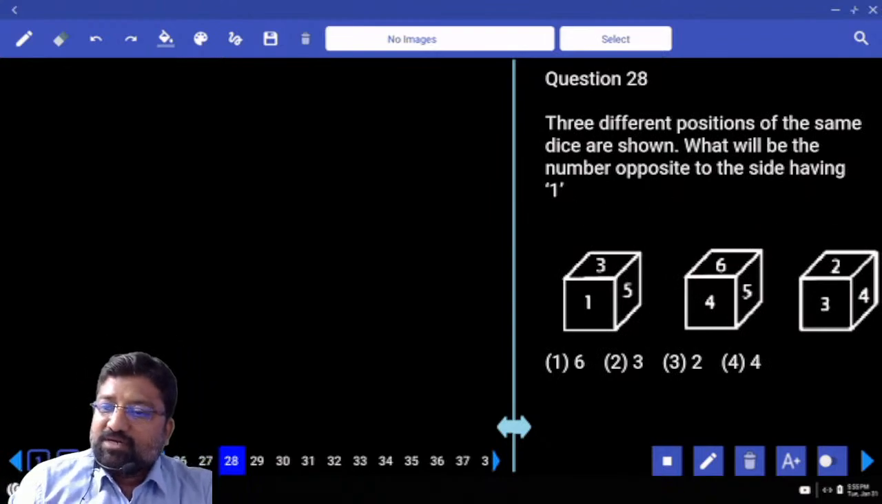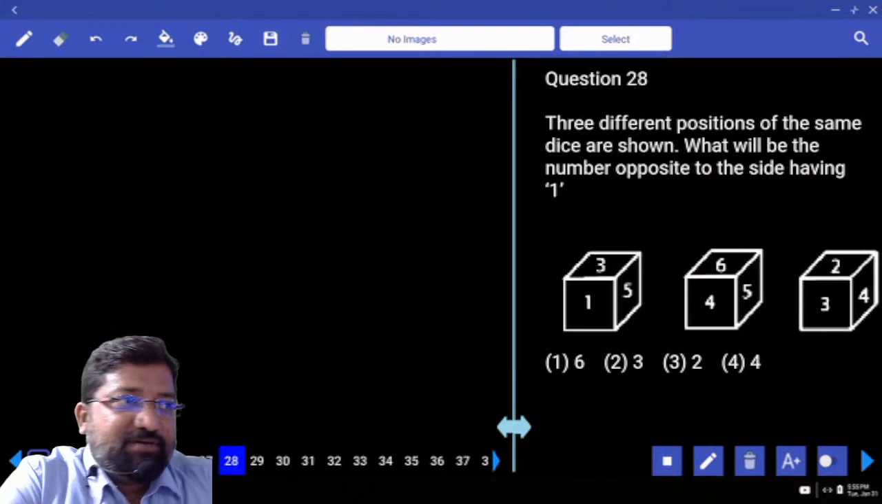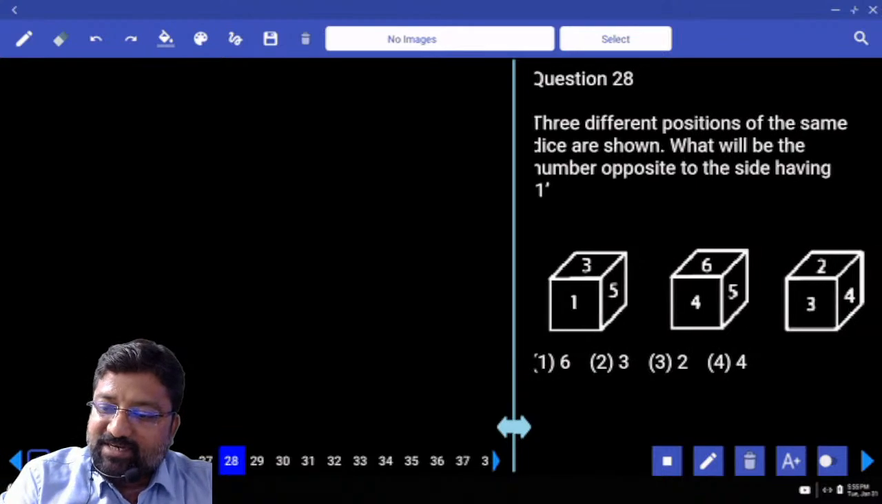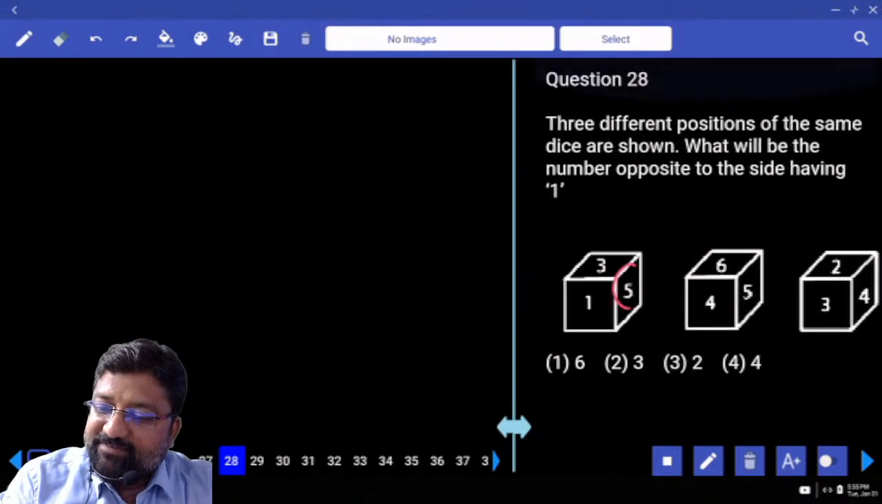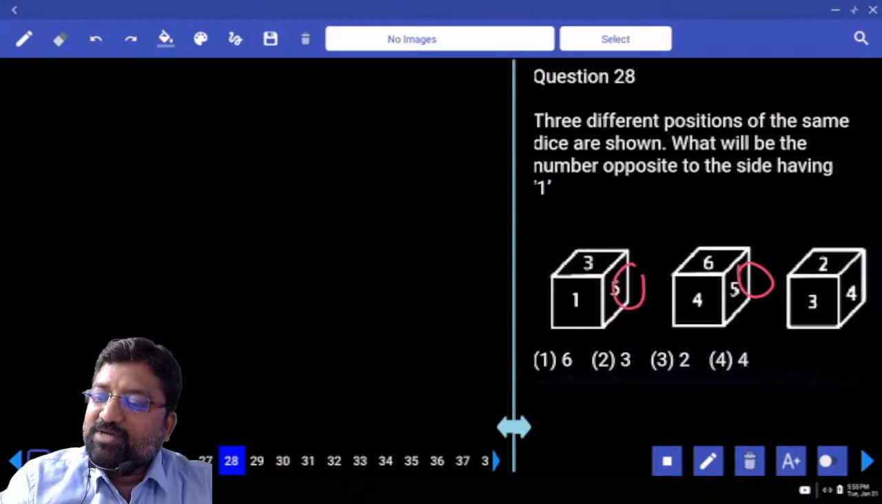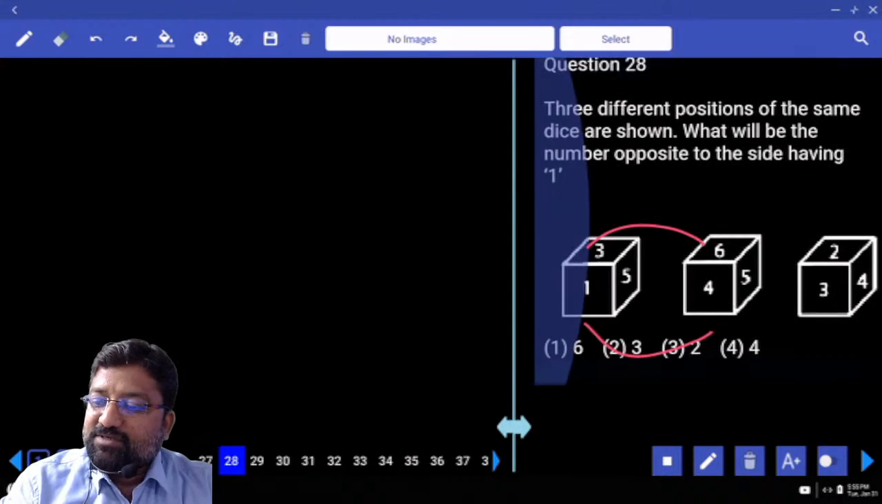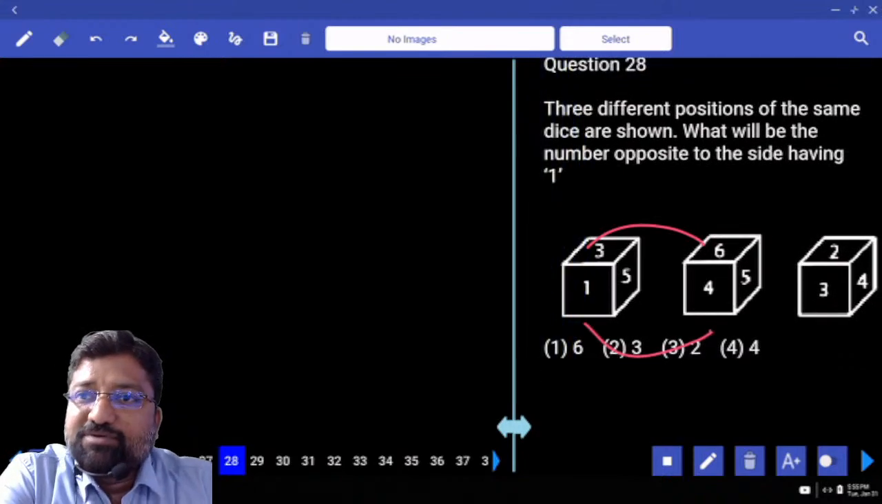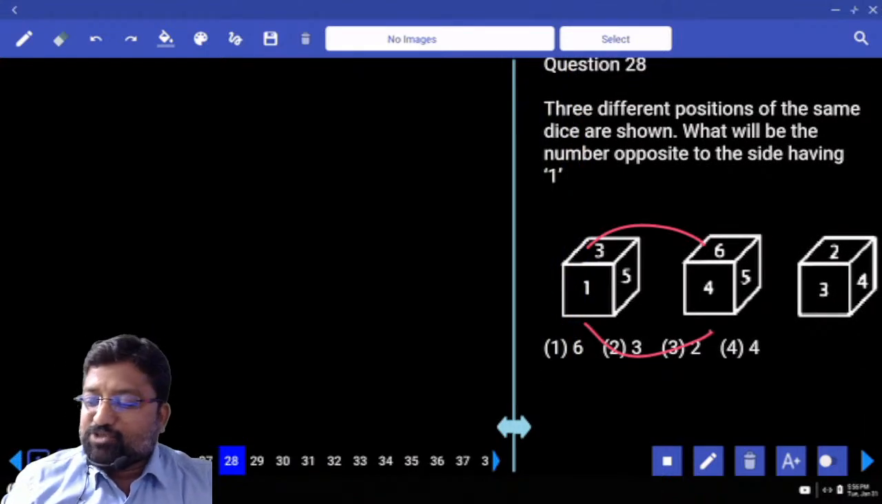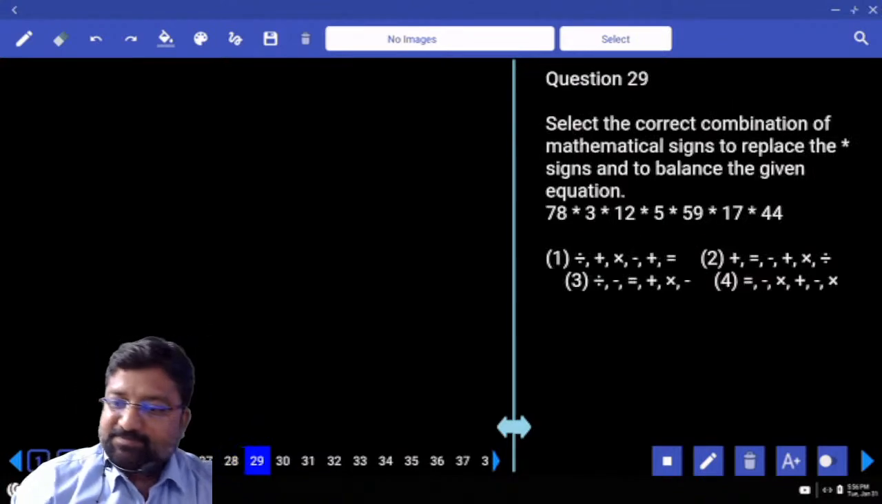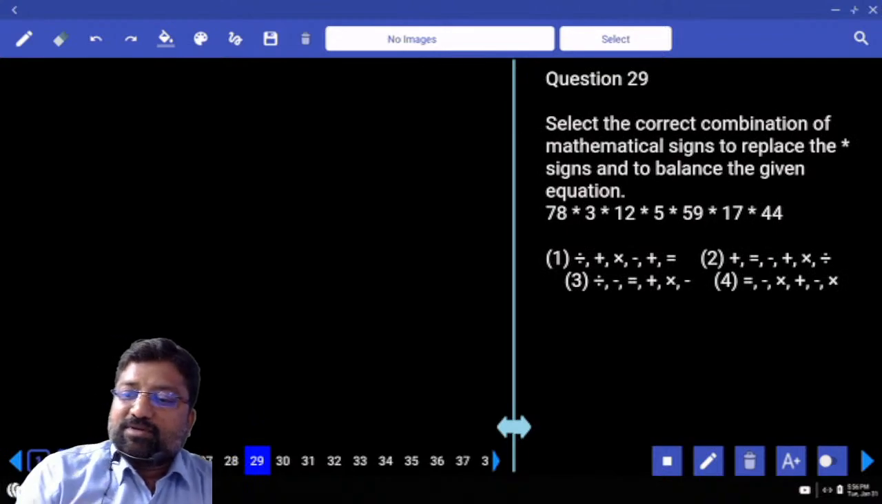Okay, now the one which is opposite to number 1. Look at the first two dice. On the right side you have 5. 5 is in the same place. When 5 is in the same place, the top has different numbers, and the front also has different numbers. So automatically 1 is opposite to 4, and 3 is opposite to 6. Come on.